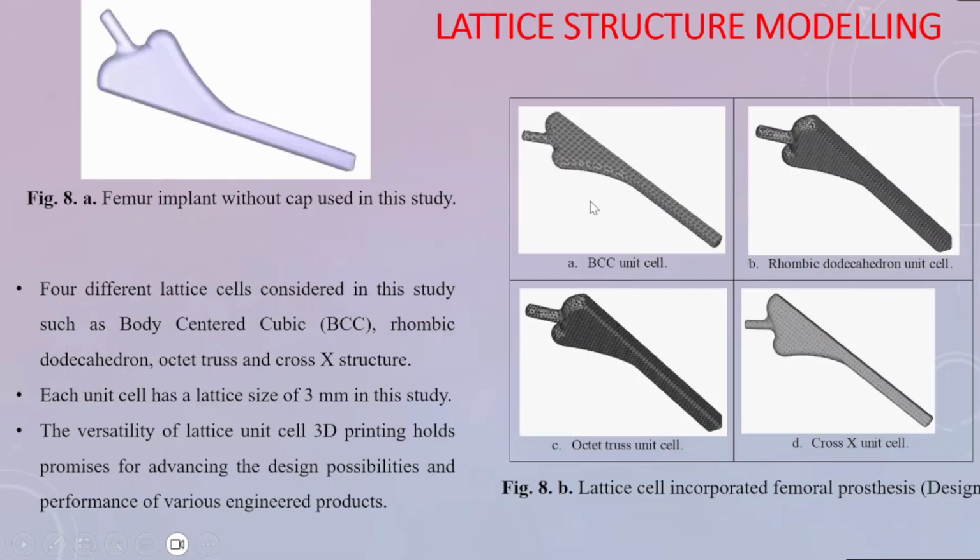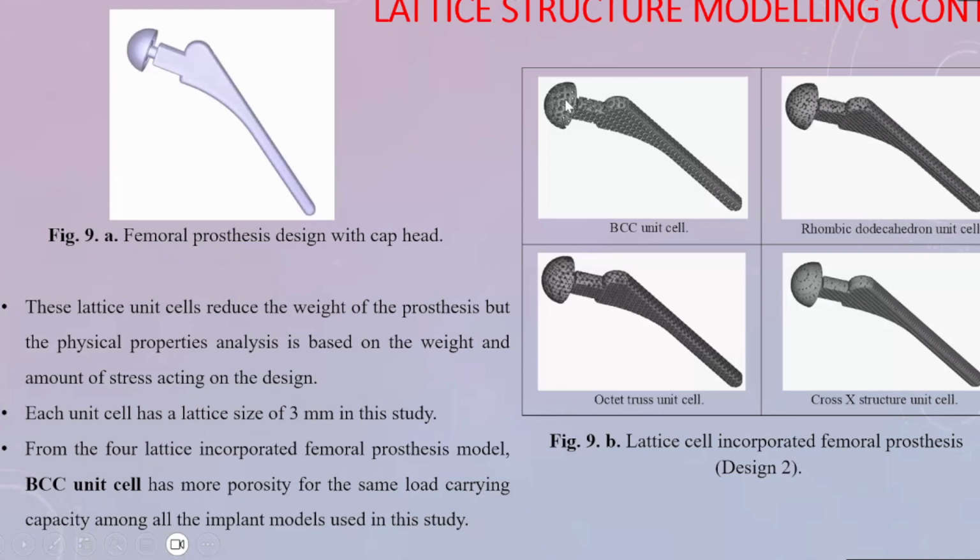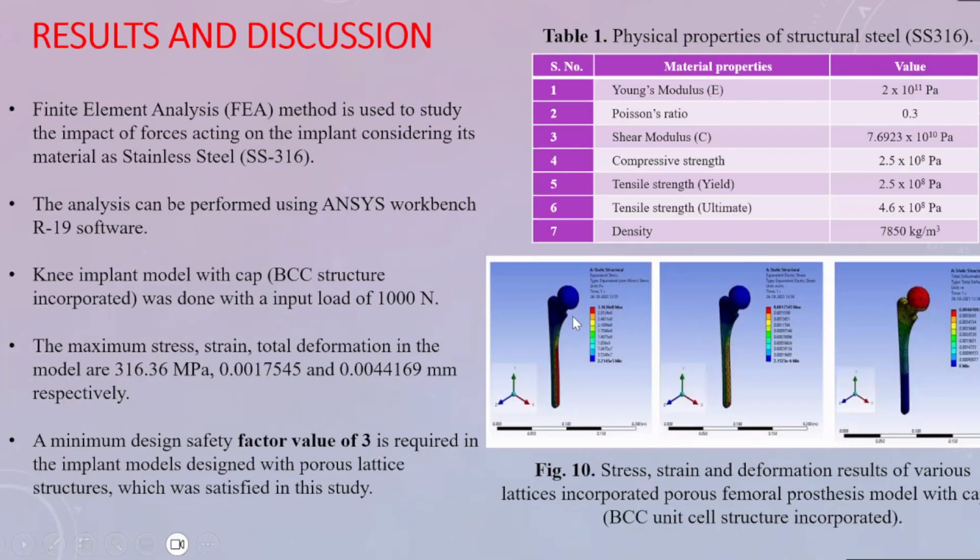So these are the femoral processes without the cap. These are 4 different lattice unit cells, functionally graded lattice structures, and then with the cap, here also functionally graded lattice structures, with more porosity here and less porosity here. So here you can see these functionally graded lattice structures which are designed with commercially available software tools.